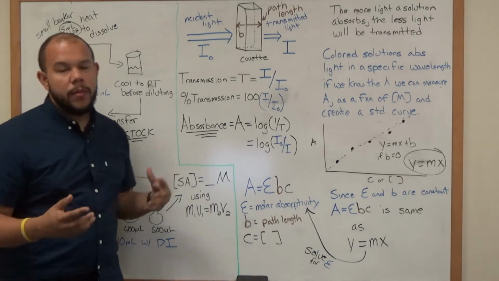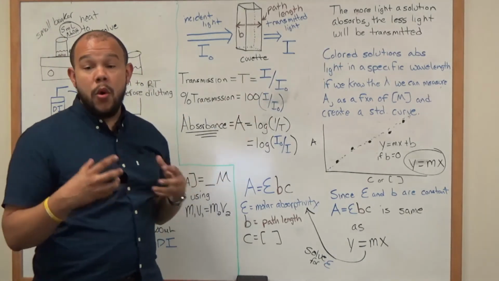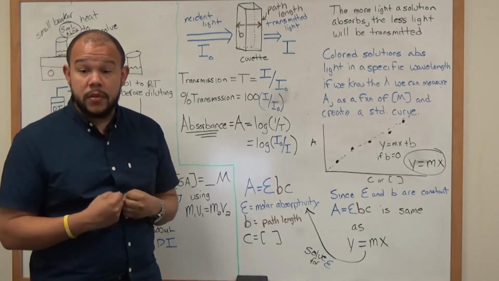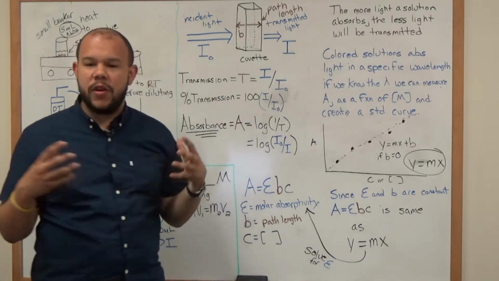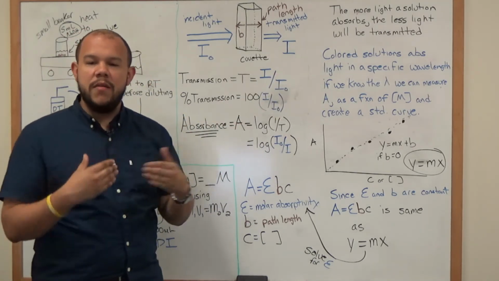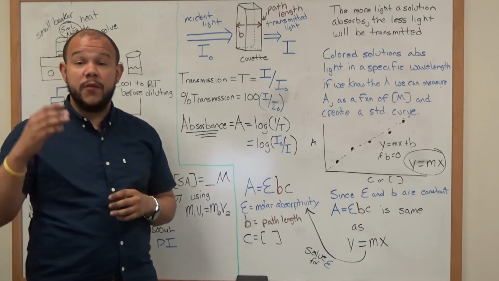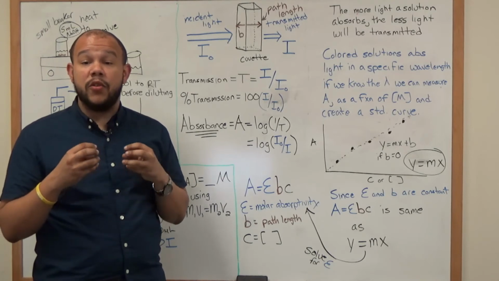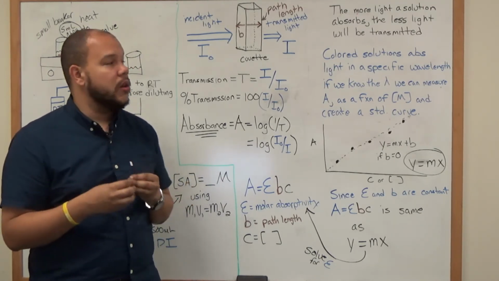So why is absorbance important? Well, basically speaking, the more light a solution absorbs, or the molecules in a solution absorb, the less light will be transmitted, right? So it's an inverse relationship. When we talk about colored solutions, and if you read the laboratory, you see that our solutions are going to be a dark violet to a light violet, a purplish color.